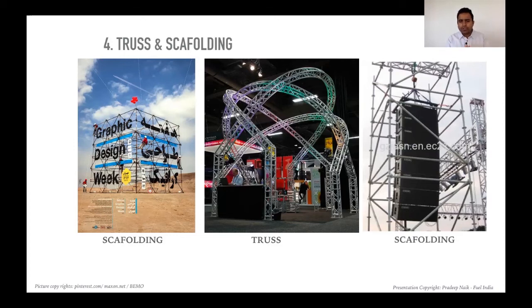In the center, what you see is truss. This is a circular and a mix of different types of truss. But normally you see a square truss, a rectangular truss, and truss normally is used to hang sounds and lights, or to achieve your visual design of the stage.